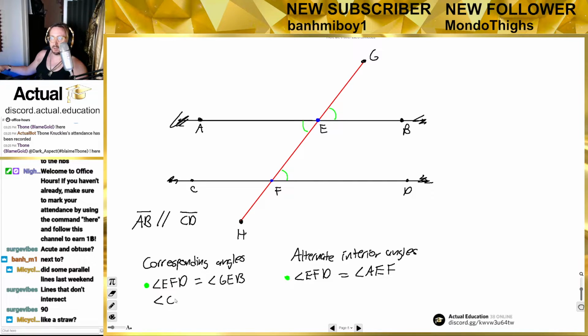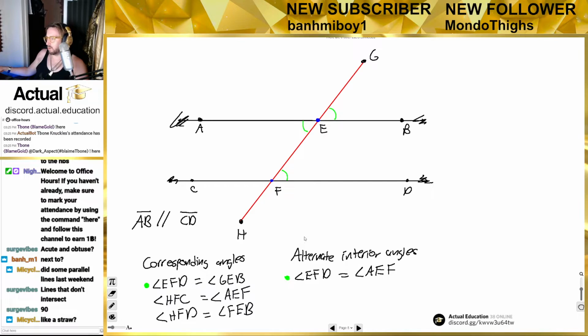So this would be angle CFH, or you said HFC, I think. It doesn't matter what order, as long as the F is in the middle. HFC and AEF are also corresponding angles. And say, for instance, what would the corresponding angle to this one be? HFD. FEB. Yeah, good. Nice. That's another corresponding angle. So HFD is also equal to FEB.